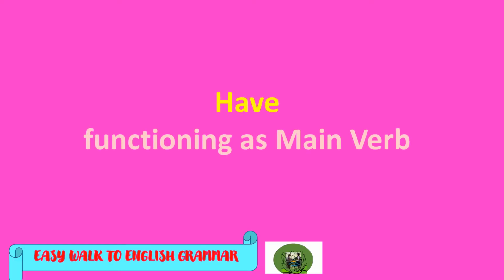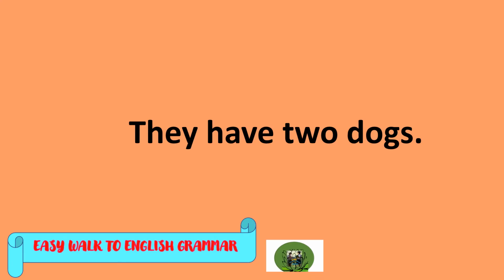Now let's check have functioning as main verb. For that, we can deal with some of the sentences that we have already dealt in this video, and the first among them is they have two dogs. We can dissect this sentence. Means we can try to find out the components of this sentence. Here, they is a pronoun.